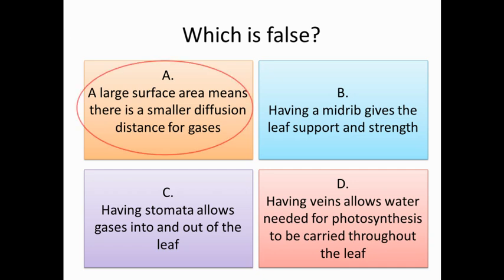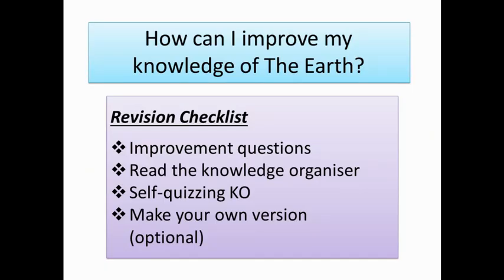Okay, so your false answer should have been A: a large surface area means there is a smaller diffusion distance for gases. It's the fact that the leaf is thin that there's a smaller diffusion distance for gases. The large surface area means that it can absorb more sunlight. Okay, so those were two main areas of weakness from that Google quiz.